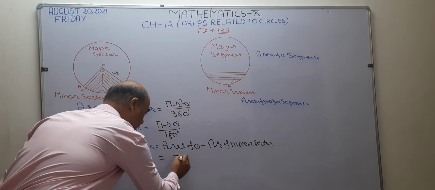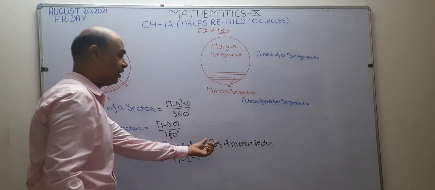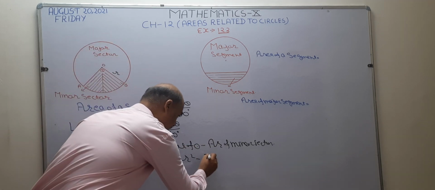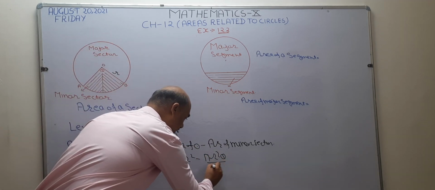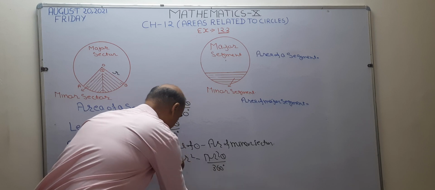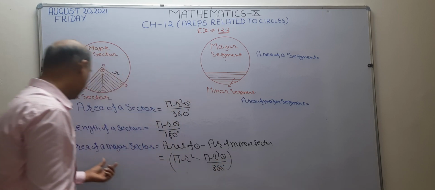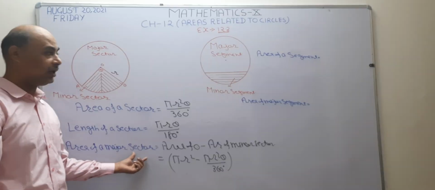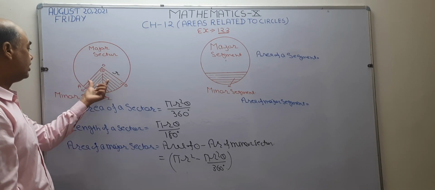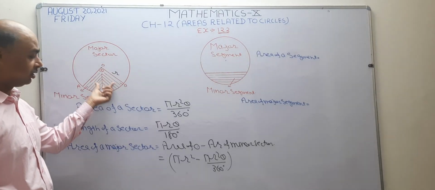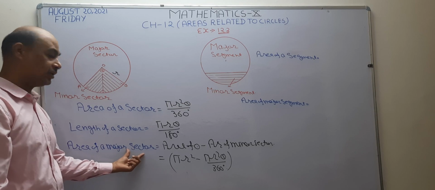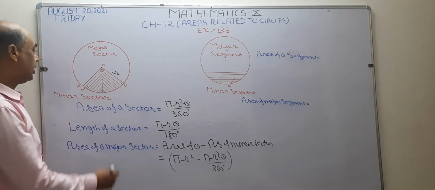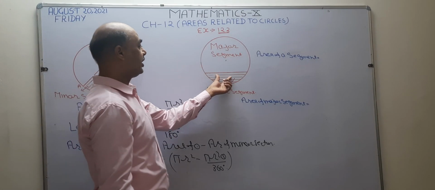You know, pi r square. How do you find the area of minor sector? Formula is pi r square theta upon 360 degree. So this formula is known as area of major sector. Okay, area of circle minus this area of minor sector. This is known as area of major sector. Okay, clear?